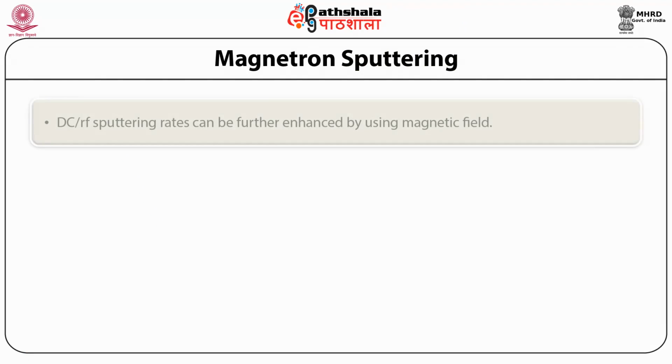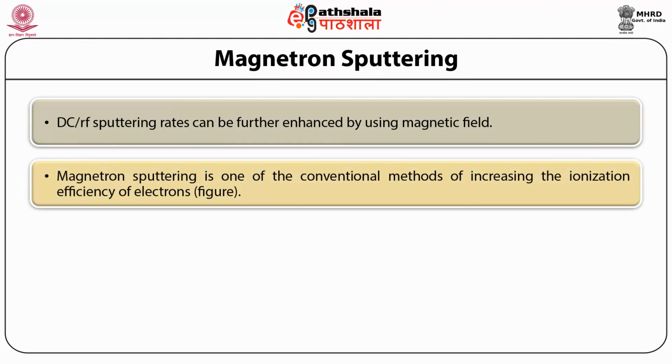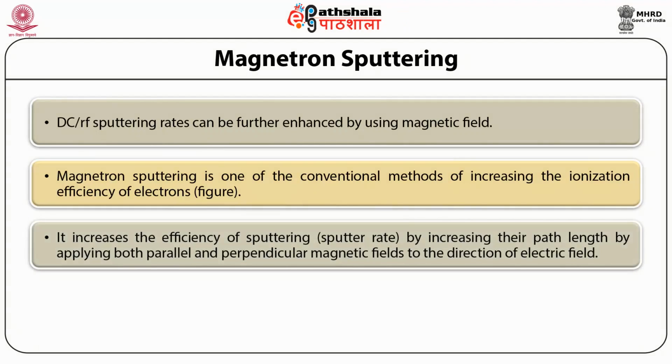Now, the above studied DC or RF sputtering rates can be enhanced by using a magnetic field. Magnetron sputtering is one of the conventional methods of increasing the ionization efficiency of electrons. Magnetic field increases the efficiency of sputtering, or the sputter rate, by increasing their path length, by applying both parallel and perpendicular magnetic fields to the direction of the electric field.